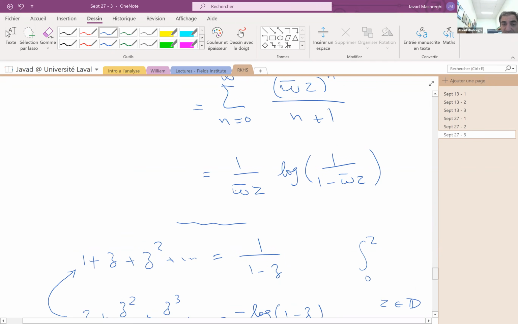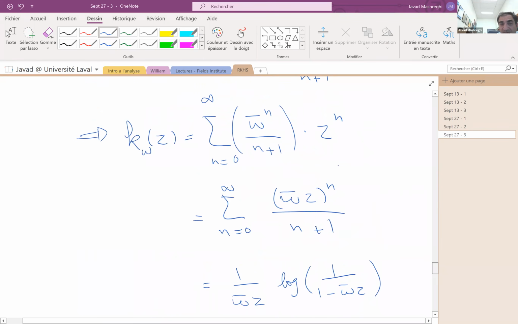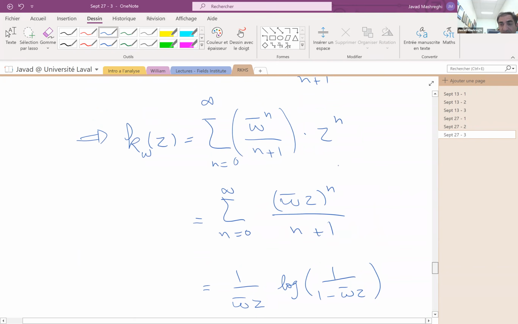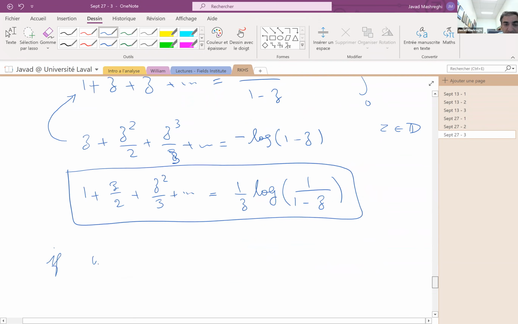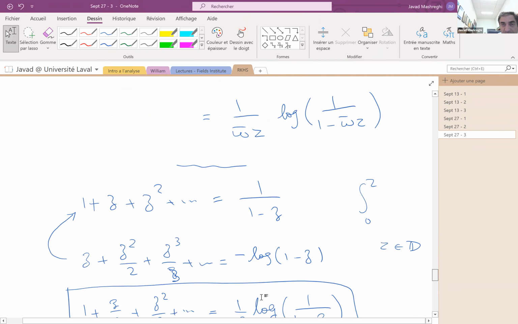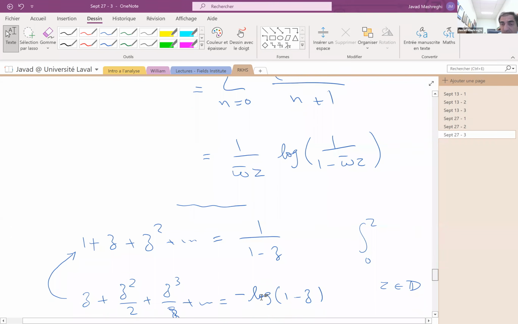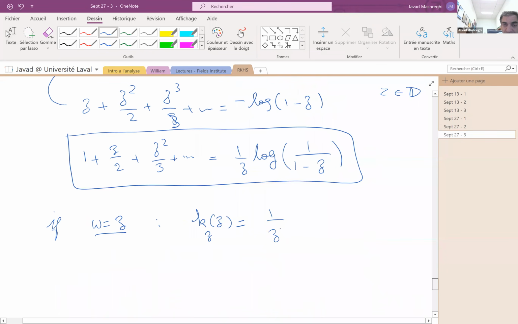And instead of z, I have w bar z altogether. So this is the formula for k_w of z. And if w is equal to z, k_z of z is 1 over |z|² times log of 1 over 1 minus |z|².